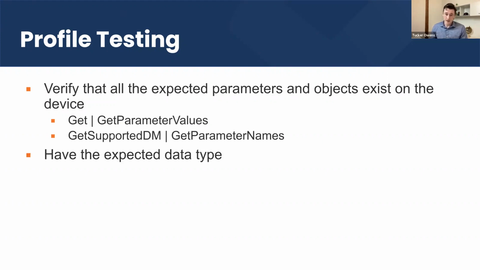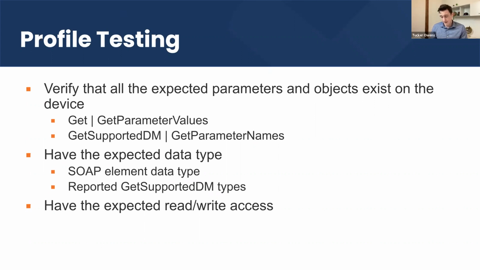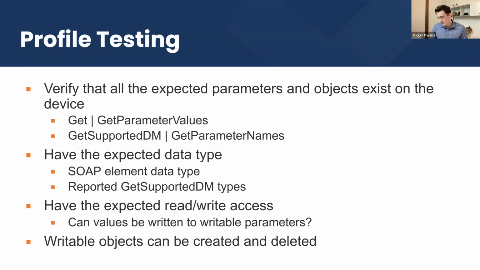You can verify that all of the parameters in a profile have the expected data type. And that can be done by looking at the data type for the actual XML element in the SOAP objects in TR-069, or by looking at the reported data types from the get supported data model message in USP. Verifying that all of the parameters have the expected read and write access. And in fact, that parameters that should be writable can be written to, that when you actually try to write to these parameters, you don't get an error back. And also that objects that you should be able to create and delete can in fact be created and deleted.